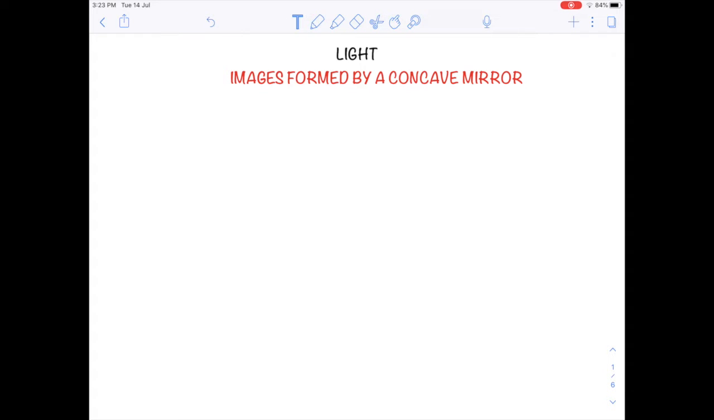The intersection point of 2 reflected lights by a mirror is called the image of the object. For example, if I have a concave mirror like this, and a light ray is incident and reflected back, again a light ray is incident and reflected back. Now these two are getting focused and intersecting at this point. So this is the image.